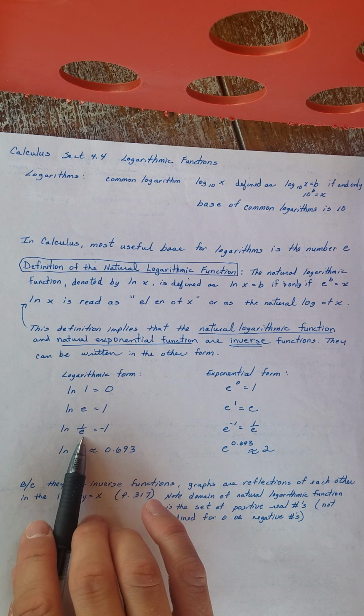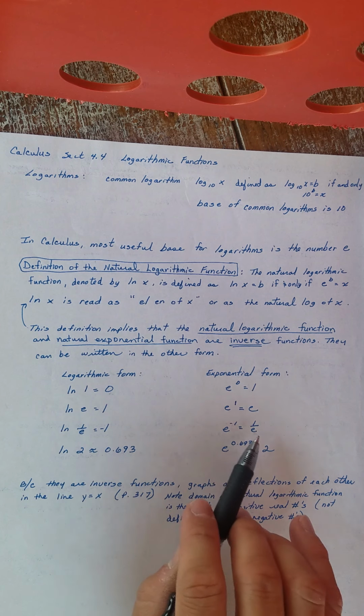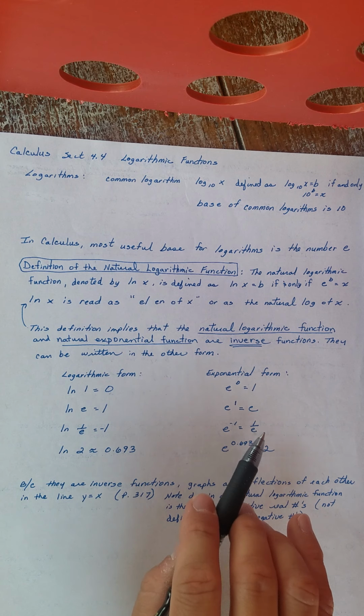Natural log of 1 over e. Well, that would be e raised to the negative first power, which is 1 over e.